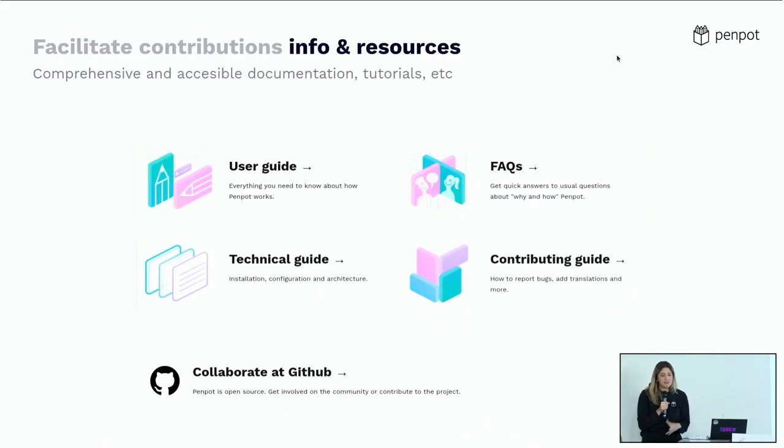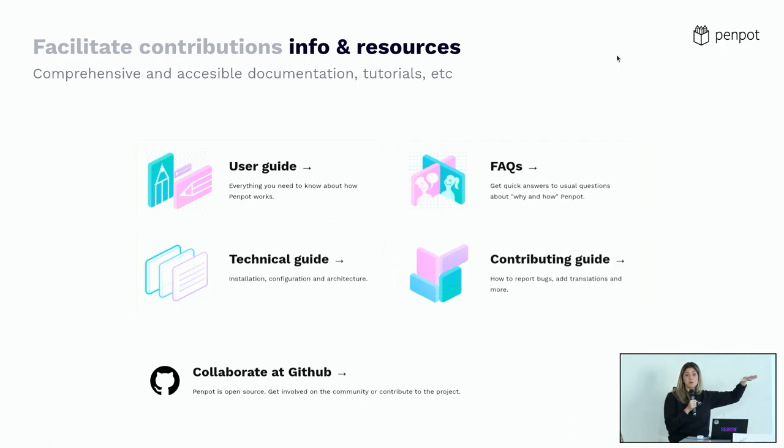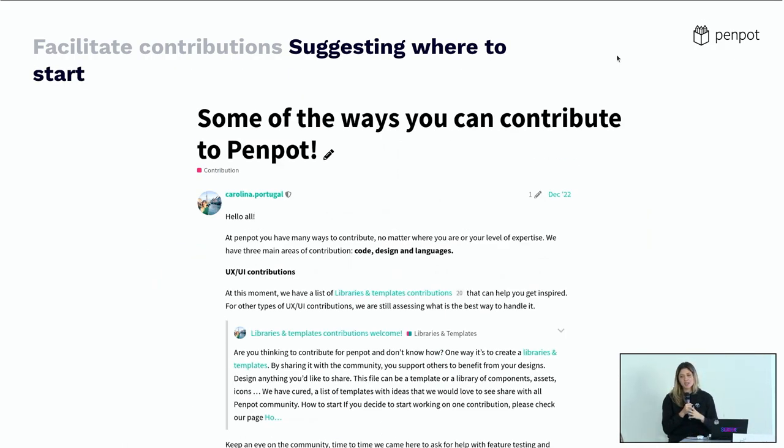Also, it makes sense to have good documentation, a visual one, structured in a way that people can find, understand, and reuse, both in the user guide and also on GitHub. We're not giving up on the developers. We still love them. And we also try to be really communicative.